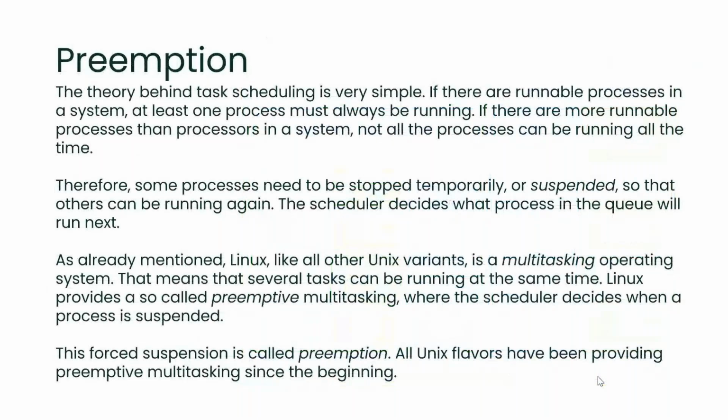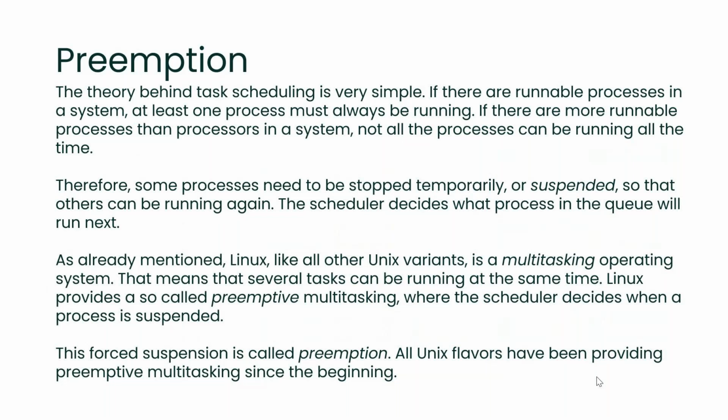Preemption. What is preemption? There is one concept in the kernel called preemption. The theory behind task scheduling is very simple. If there are runnable processes in a system, at least one process must always be running. Remember, this statement is very important. If your system is running, that means at least one process is always running.